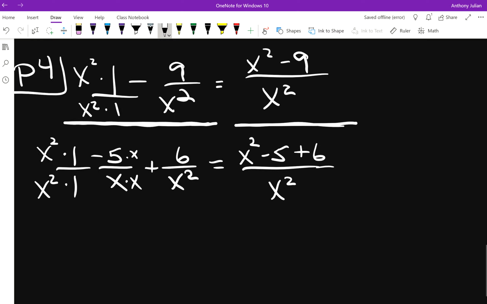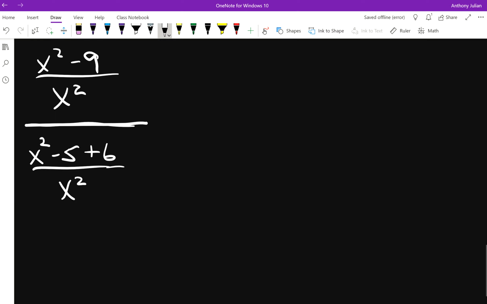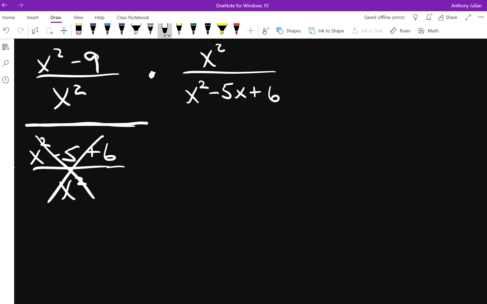I think we're ready. I'll slide this over, and I already wrote the x squared minus 9 over x squared, so I know if I'm doing the keep, I'm keeping the numerator, changing the sign to multiplication, and then I'm going to flip the denominator. So that's going to be x squared divided by this x squared minus 5x plus 6. All right, so this is the problem now at this point. So this is gone. I flipped it and brought it up over here.